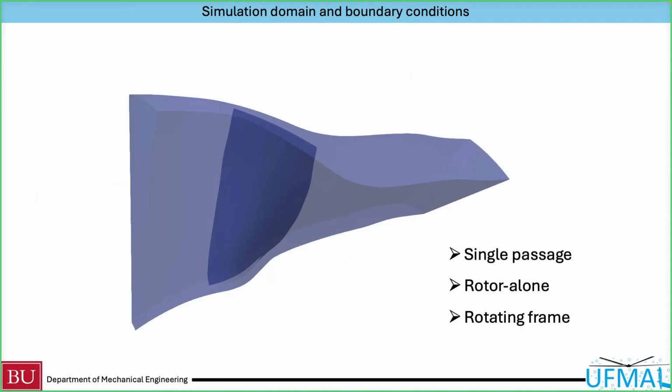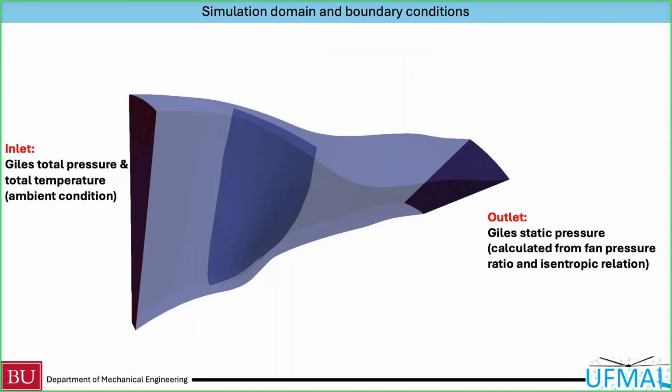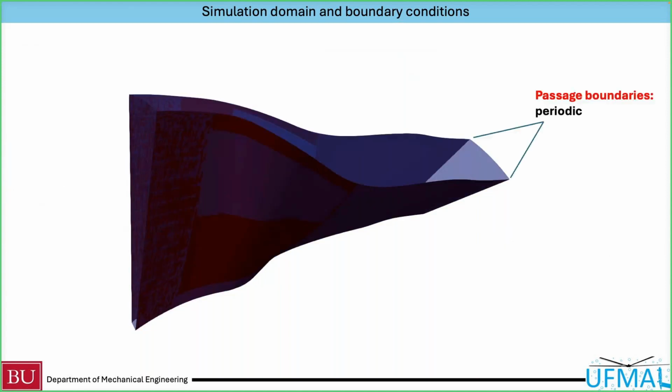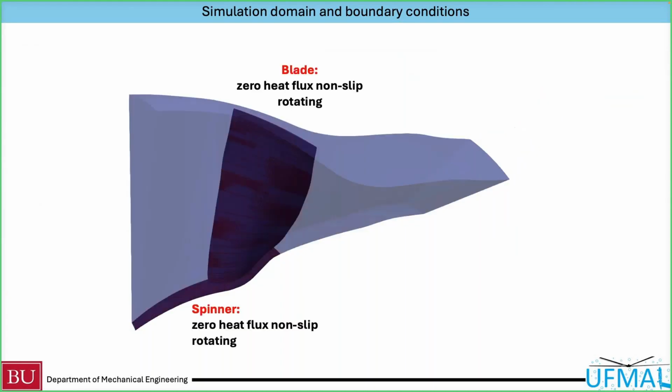This is a zoomed-in image of the simulation domain. At the inlet and outlet, the Giles boundary conditions are used. The total pressure and total temperature are prescribed at the inlet to match the ambient condition, and at the outlet, static pressure is prescribed, calculated from the measured total pressure ratio as well as the isentropic relations. In between the passages, the periodic condition is set.